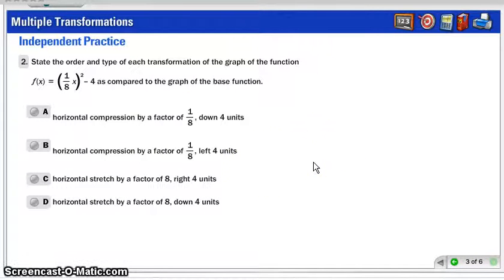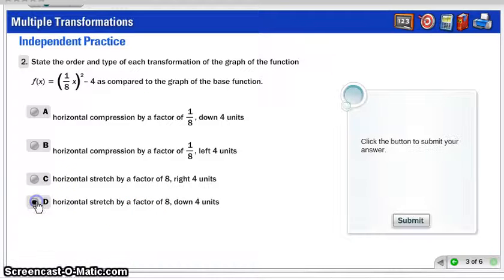Alright, for this next one here, we have this inside change. You could see it in the parentheses with the square. That's going to be your horizontal, and it's always going to be the reciprocal. So the reciprocal of 1/8 is 8. And then notice that the negative 4 is outside the square. The square would be your function. So that would be a vertical shift down 4.